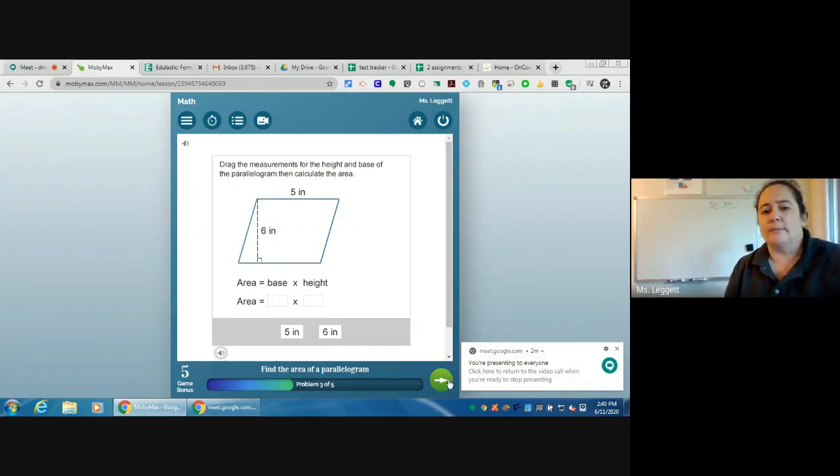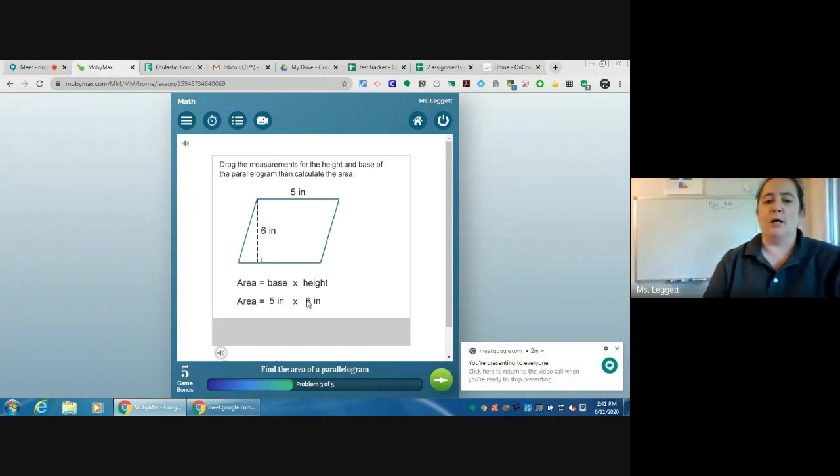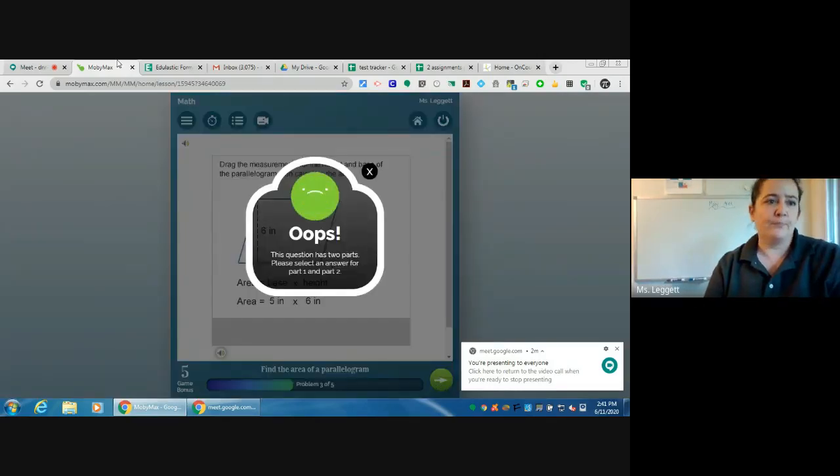Now they want you to drag the measurements so that you can calculate the area. So here would be my base. It's perpendicular to this height, so that I know I have to use the 5 and the 6. Now this one is probably not going to let you switch these two. So even though you can switch them in reality, you really can't switch them here in the program.